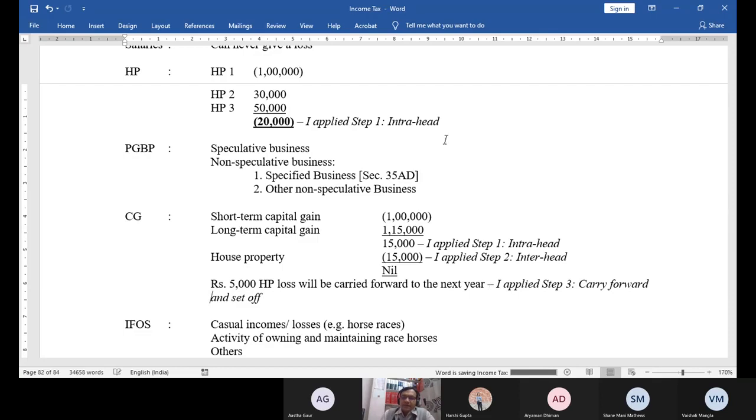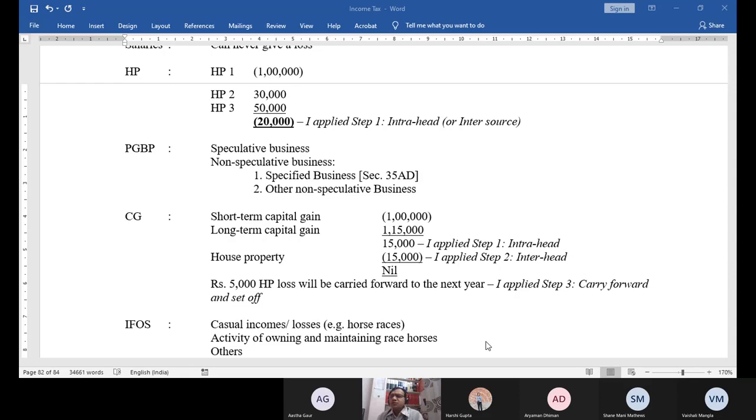This is how the structure of set off and carry forward will go. First, intra-head, and intra-head is also known as inter-source. Inter-source is not equal to inter-head. Head is supreme, source is small, or you can say head has a wider composition than the source. Intra-head or inter-source, then inter-head, and third step, carry forward and set off. Now, is this structure clear? Please raise your hand. Have you understood this example?